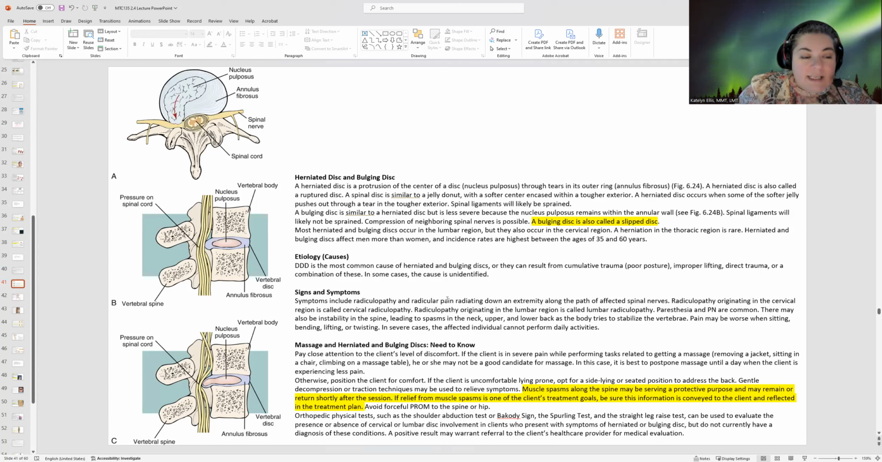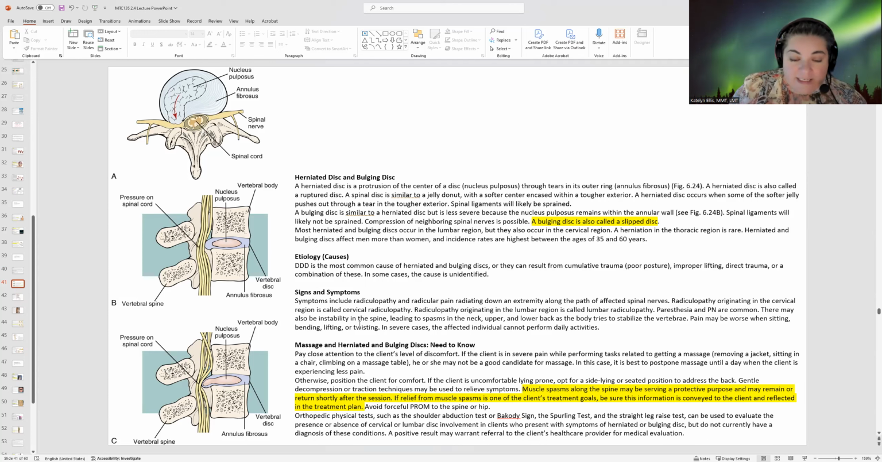So herniated discs and bulging discs. Here's an image of where a disc might be bulging out and pushing in on the spinal cord or on peripheral nerves. It is a protrusion of the center of the disc. This is also called a slipped disc. It starts occurring around age 35 to around 60, usually your most active labor years.